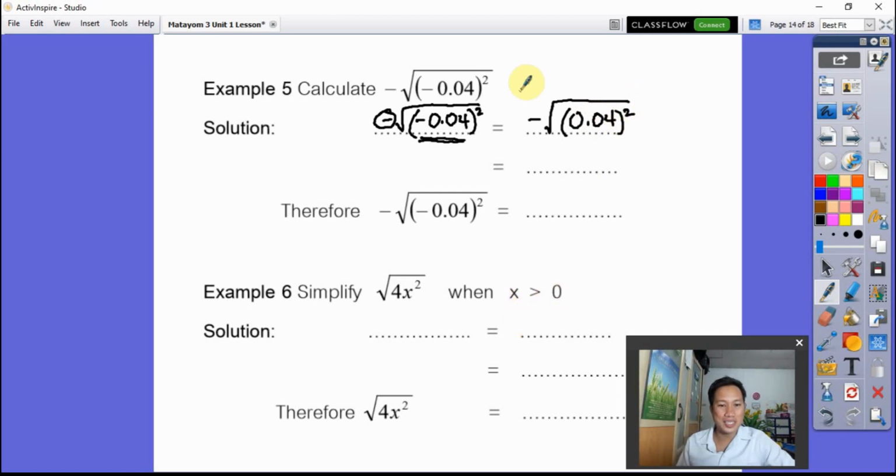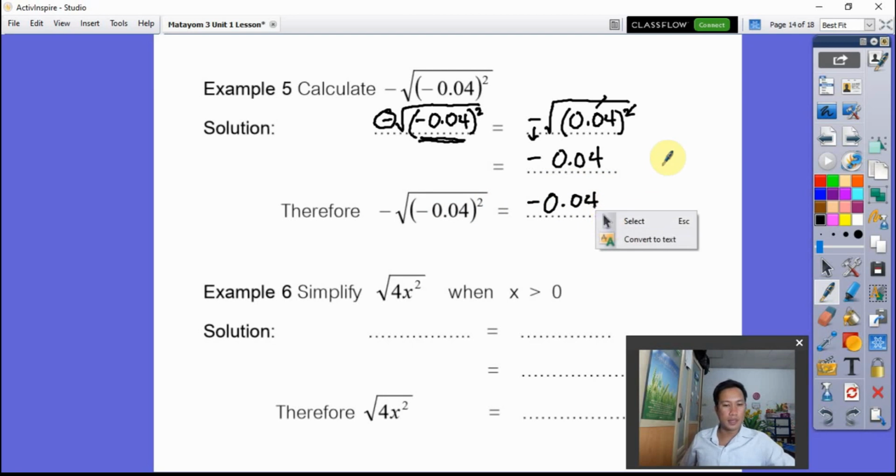Okay, interesting, right? Now we have to write the minus sign first. So you write that one down, and then we cancel out the square and the root. You will get 0.04. Therefore, negative root of the square of negative 0.04 is equal to negative 0.04. All right, now let's move on to example number 6.